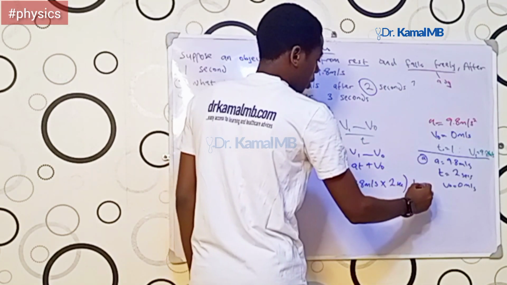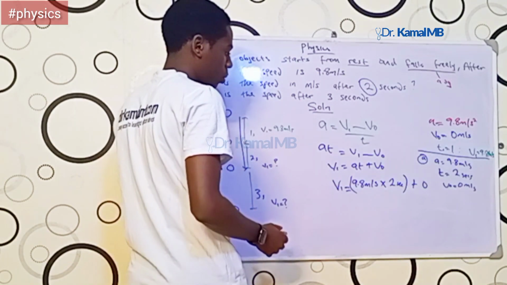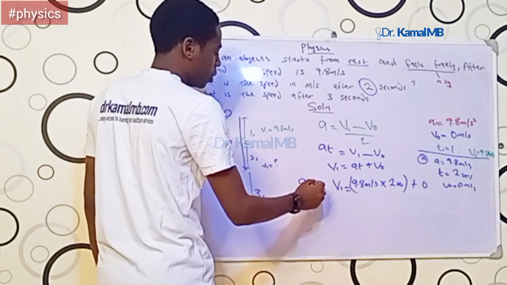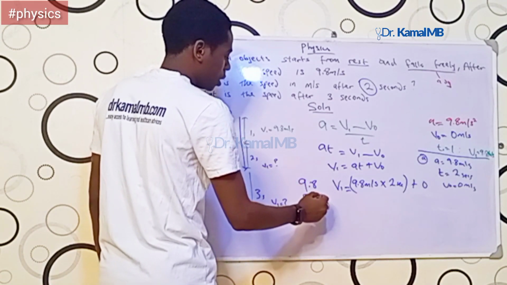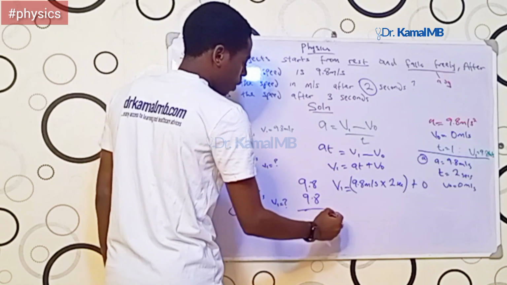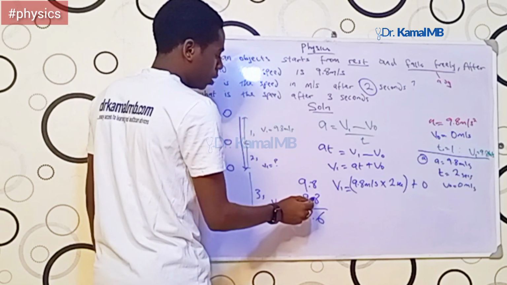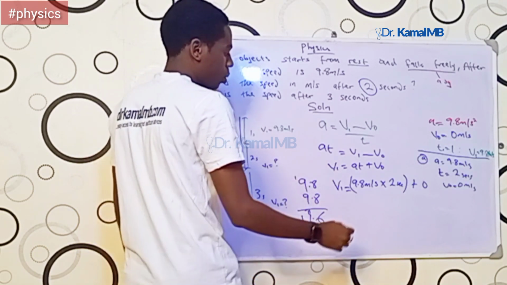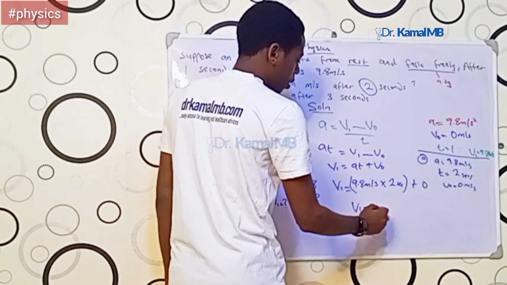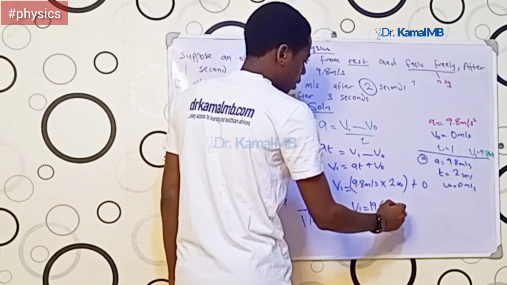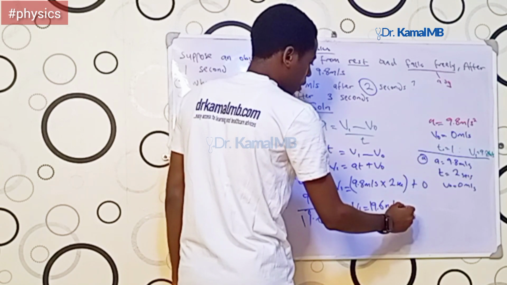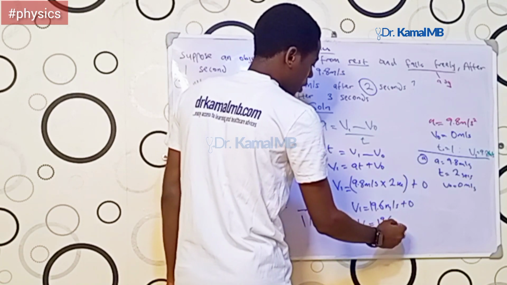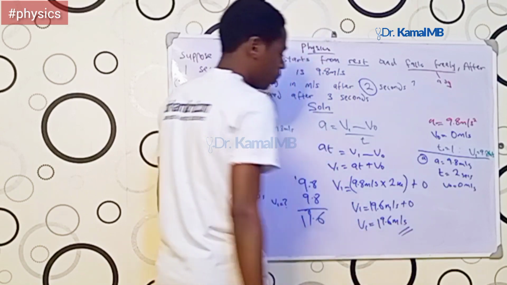plus 0. So 9.8 times 2, I don't want you to be dependent on calculator. 9.8 times 2 is just 9.8 plus 9.8. 8 plus 8 is 16. 6 carry 1. 9 plus 9 is 18, 19. So v1 is equal to 19.6 meters per second plus 0. Then v1 is equal to 19.6 meters per second. Simple.